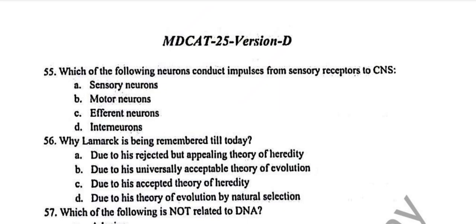Option A is correct. Sensory neurons carry impulses from receptors to the central nervous system. Motor neurons carry impulses from the CNS to effectors. Efferent neurons are another name for motor neurons. Interneurons connect neurons within the CNS only.